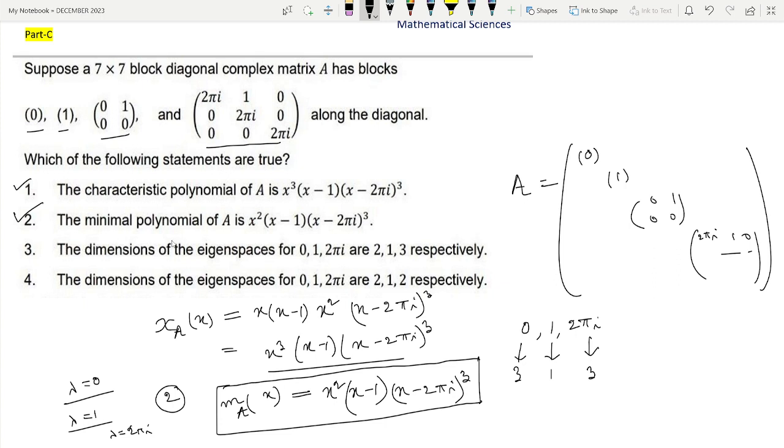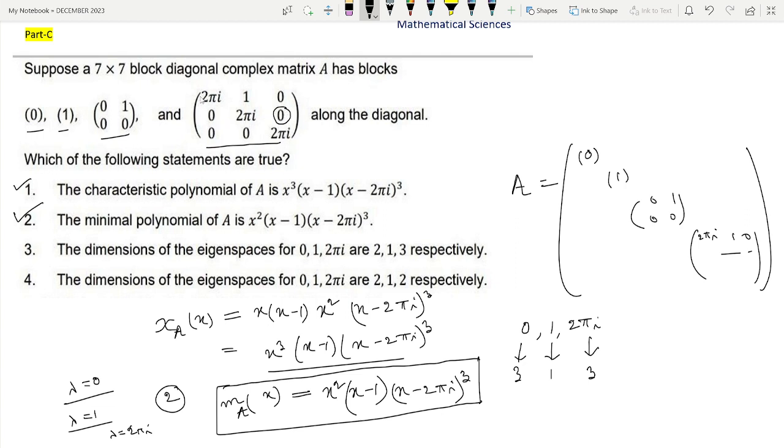Oh, actually, there is a mistake. Sorry. See here, for 2 pi I, this is not a block of size 3, because if this is a block of size 3, then this super diagonal position, this 0 should be 1.